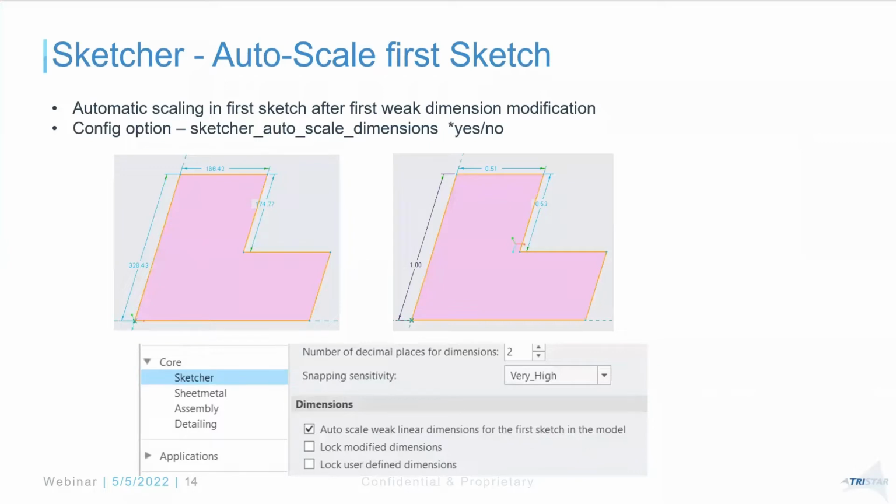Remember, the datum planes are like 500 by 500, and I know there are config options to change that. However, the first sketch that you do will auto scale, and there's a config option to control it. When you have all the weak dimensions and you've not modified them, you just change one of them, and it'll scale it.